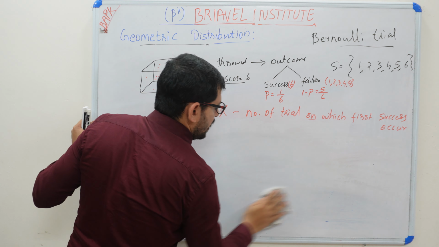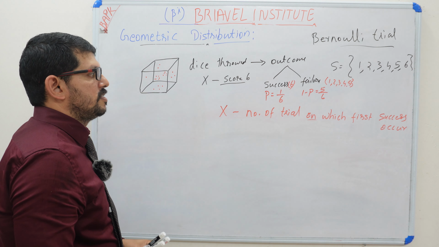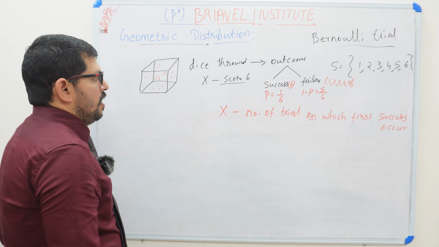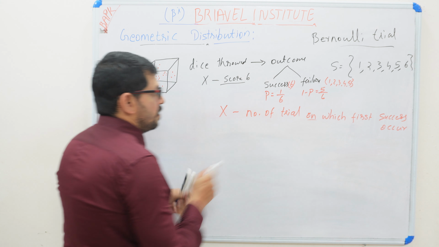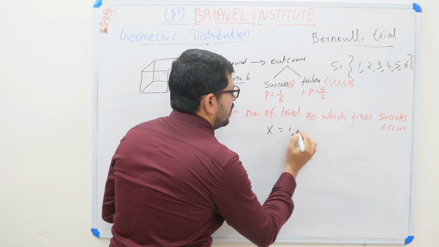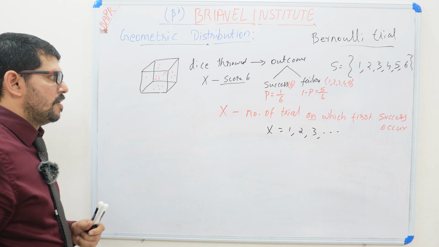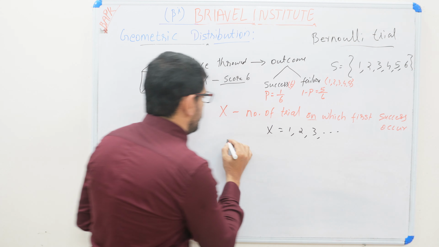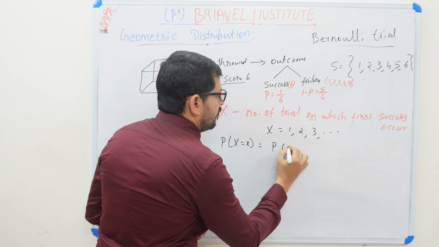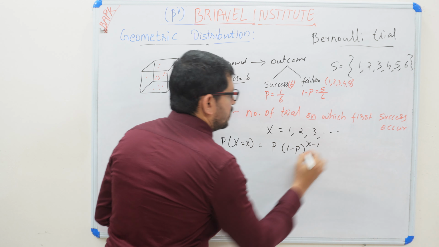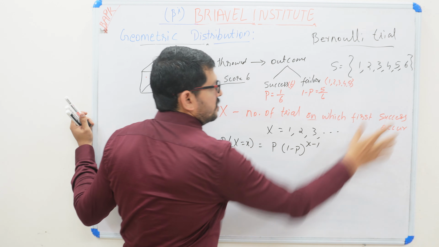Here you see, we studied S is equal to the number of trials on which the first success occurred. So S will be 1 trial or 2 trials or 3 trials, it will go like that. We express it like that, and our probability distribution, probability of S is equal to S, is P times 1 minus P raised to S minus 1. This is my formula. Here S is the number of trials on which the first success occurred.